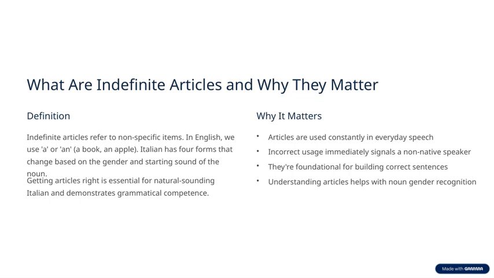consonant. Getting these articles right is really important because it makes your Italian sound natural and shows that you understand grammar. Now, why is this so crucial? Well, articles are used all the time in everyday speech, so mastering them helps you speak more fluidly. If you use them incorrectly, it can immediately signal to someone that you're a non-native speaker, which is something you want to avoid. Plus, understanding how to use articles correctly is foundational for building proper sentences. It also helps you recognize the gender of nouns, which is key to speaking and understanding Italian accurately.